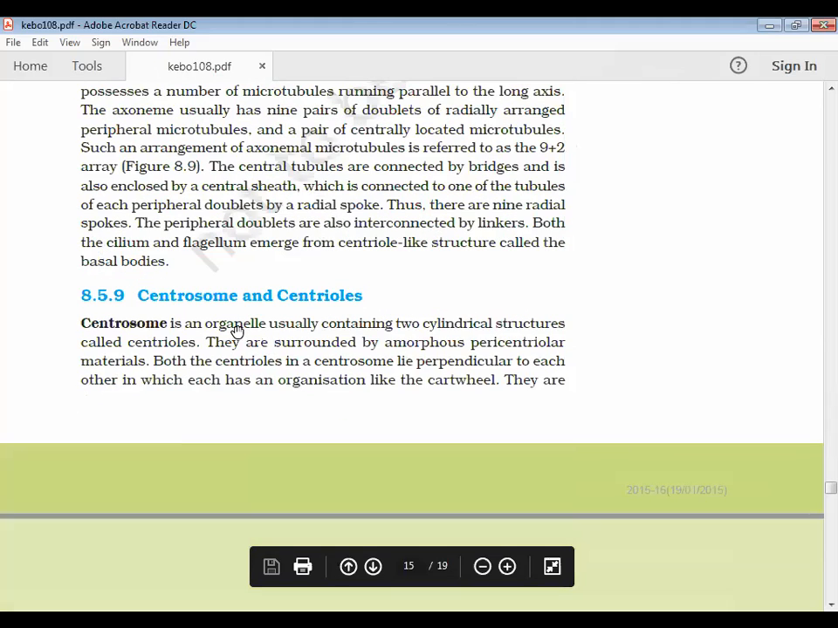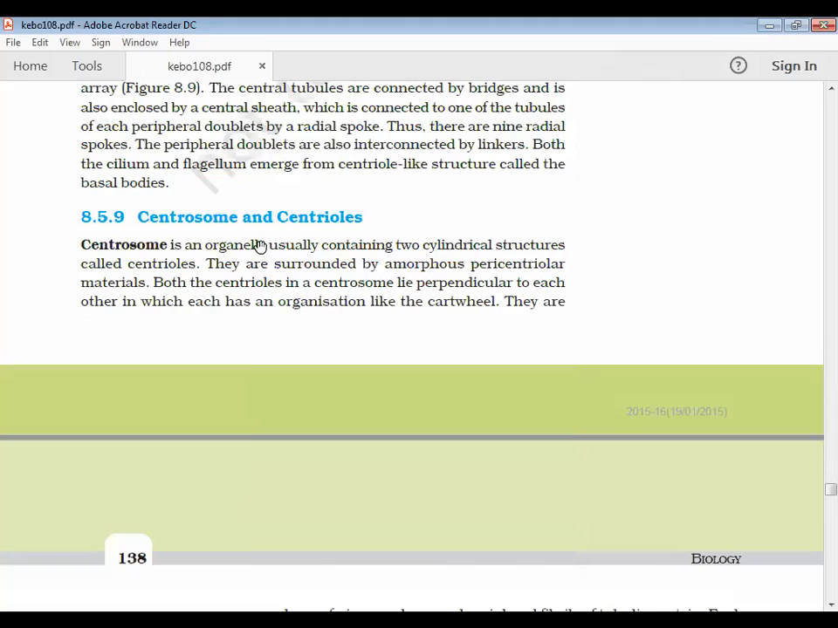Next, centrosome and centriole. Centrosome is an organelle usually containing two cylindrical structures called centrioles. They are surrounded by amorphous pericentriolar material. Both the centrioles in a centrosome lie perpendicular to each other, in which each has an organization like the cartwheel.